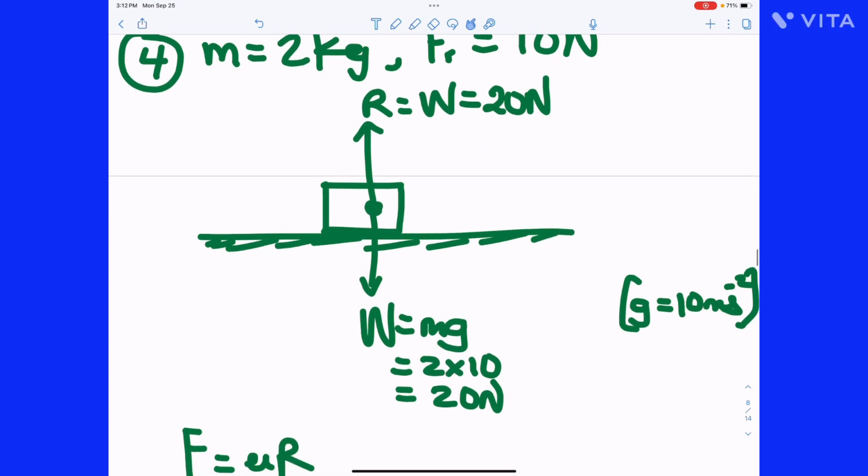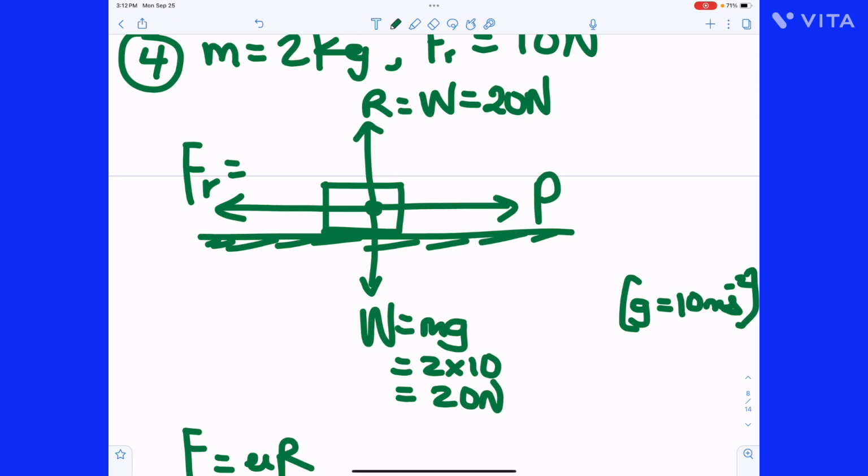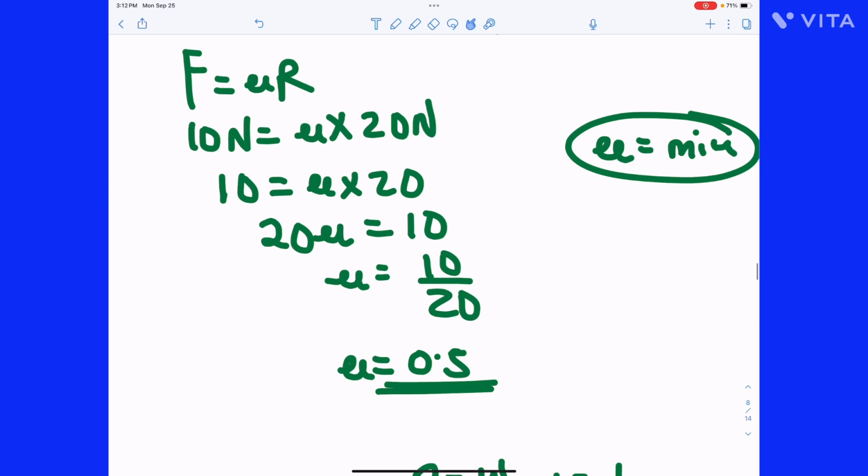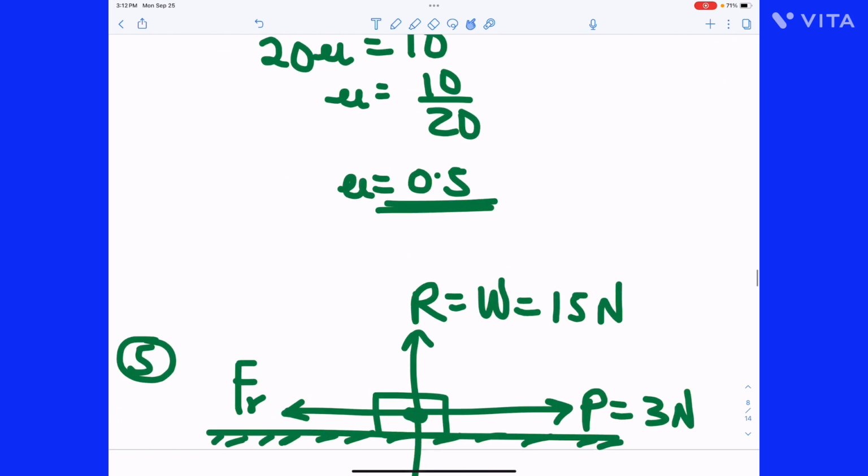So using the equation, if you push it this way with force P, the limiting friction is 10 Newton. The question says if the limiting friction is 10 Newton, we should find the coefficient of friction. So write that F is mu R. Frictional force is equal to coefficient of friction times normal reaction. So 10 is equal to mu times 20. The normal reaction is 20. So your mu, coefficient of friction, will be 0.5.